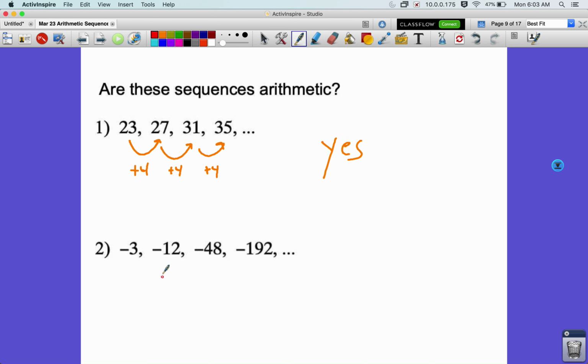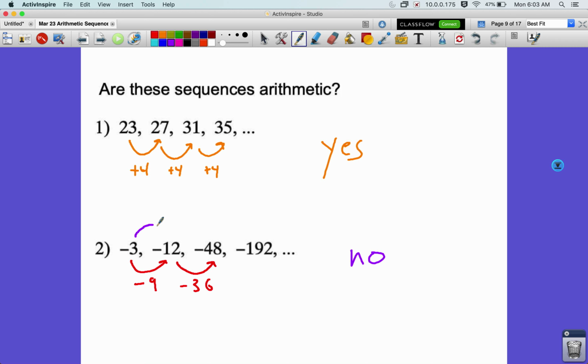Let's look at this one here. What did I have to add to -3 to get to -12? Well, I had to add a -9. So then I went down to -12. To get from -12 to -42, I've got to add a -36. Well, this is not a fixed amount. So we'll say no, this is not arithmetic. It's not a fixed amount.